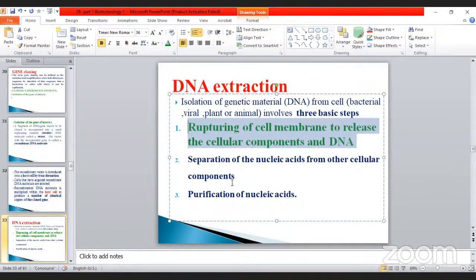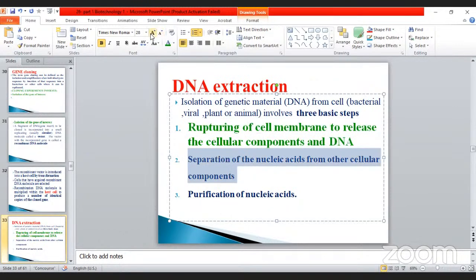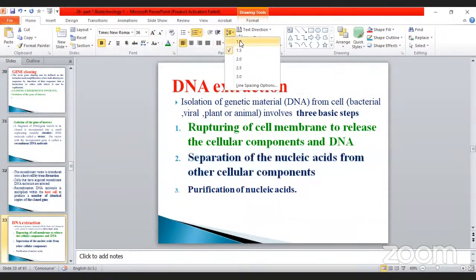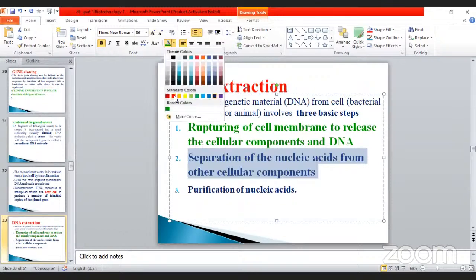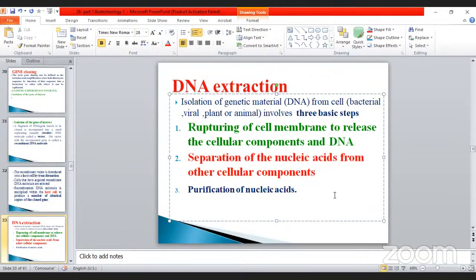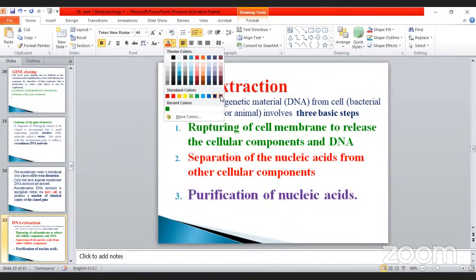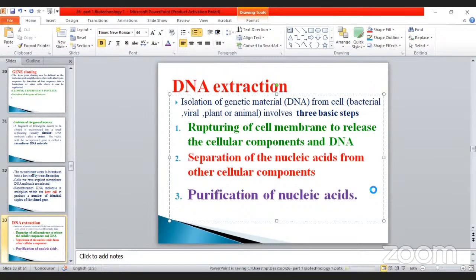Rupturing the cell membrane, then only the inner content will come out. The next one is the separation of nucleic acid from the cellular components. After that, it undergoes the purification process. After the purification only, it undergoes the cloning process. Then only the yield will be purified in nature. Suppose it is not properly done, you will get improper cloning.